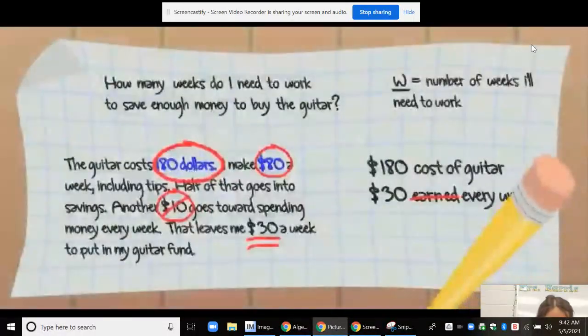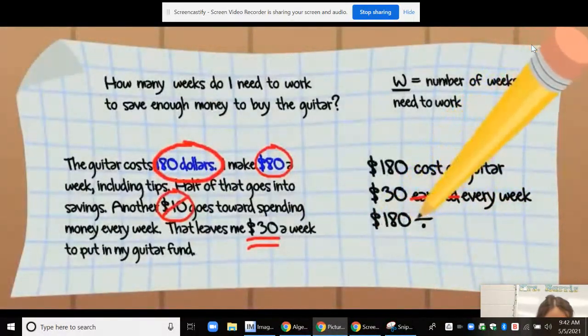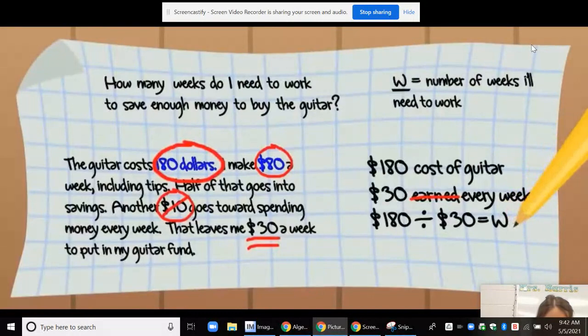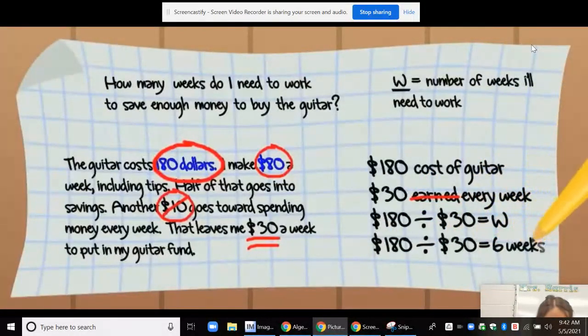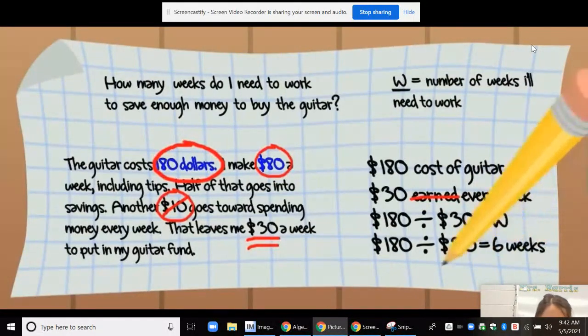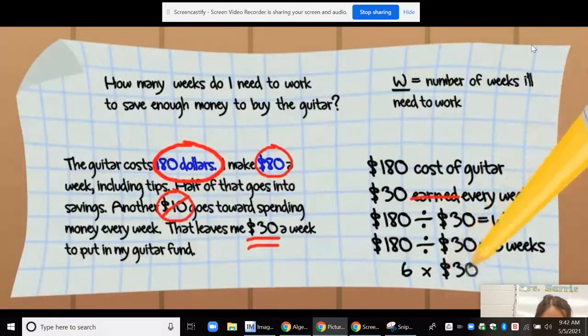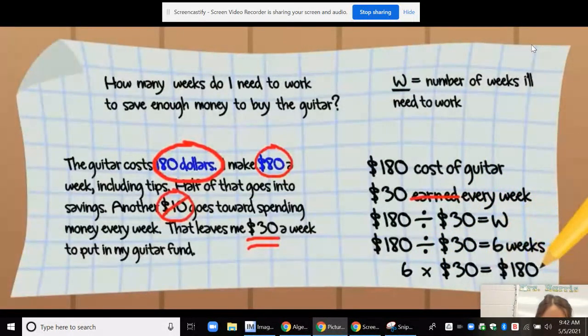Well then, looks like we need to divide. Exactly. Let's do it. If we divide the total I need by the amount I can save each week, we'll get the number of weeks I need to work. 180 divided by 30 is 6. 6 weeks. That sounds right. But let's check to be sure it's reasonable. 6 weeks times $30 is 180. Perfect. Just have to know how to read a word problem.